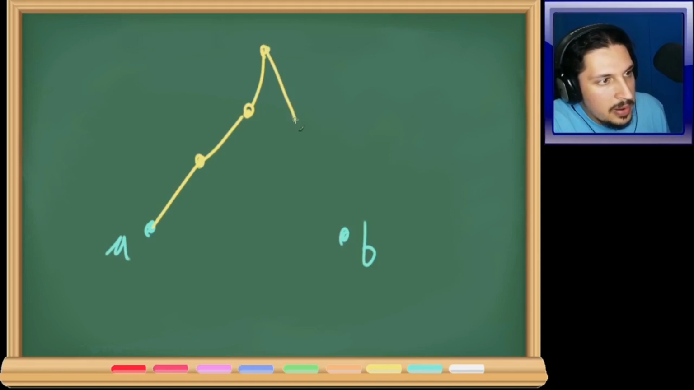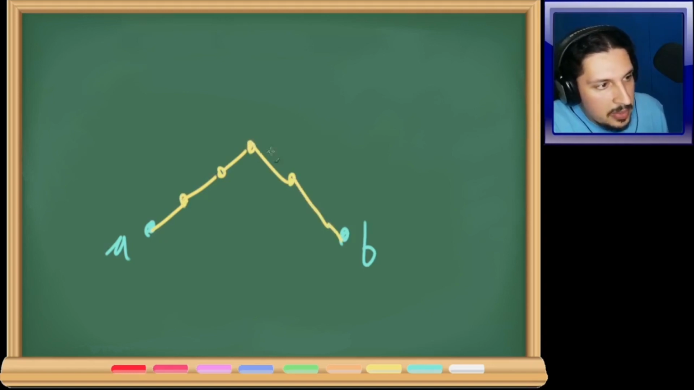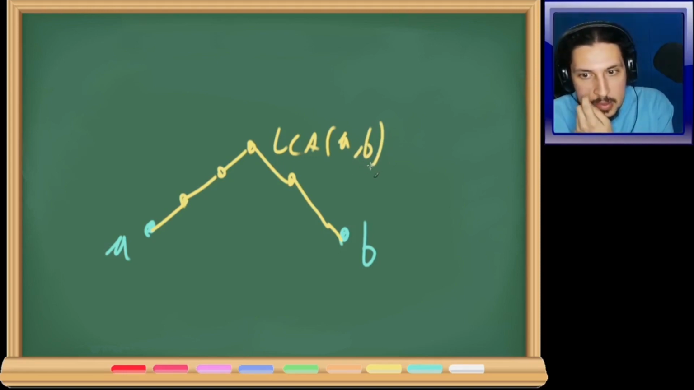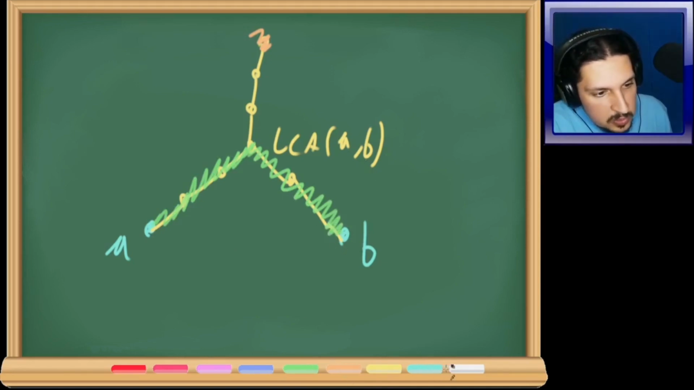There is somewhere, okay, let's make it not so far away, the actual LCA of A and B, and some path up to the root of the tree. This is the situation. And the path between A and B will always be like this: from A to the LCA and from the LCA to B. So if we want to check whether X is on the path, we have to be able to know if X is one of these nodes.